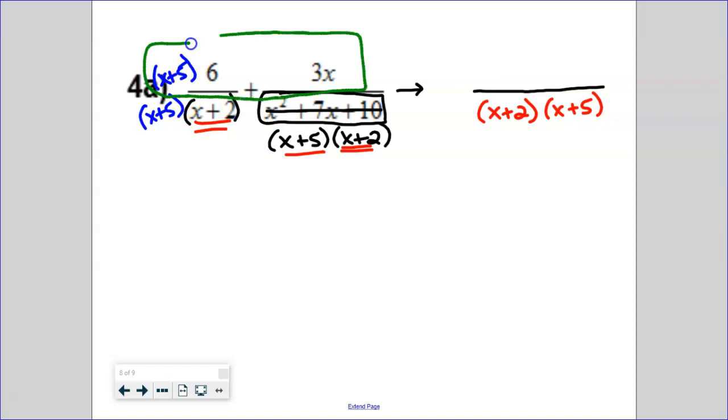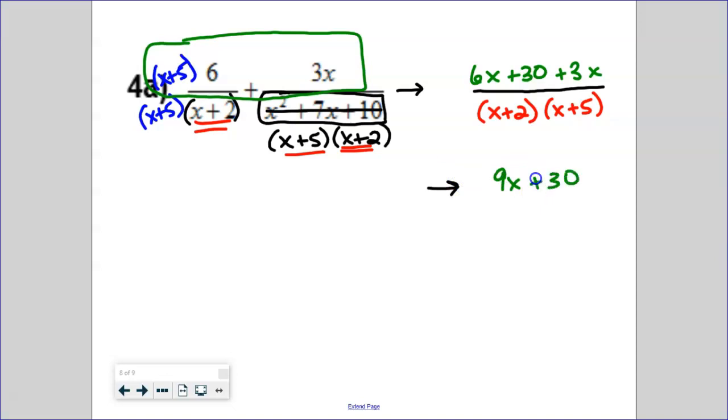So our numerator, 6 times x plus 5, I would distribute that. I would get a 6x plus 30. And then this says plus 3x. And again, we want to simplify as much as we can. That's a 9x plus 30, which doesn't factor, so we'd be done.